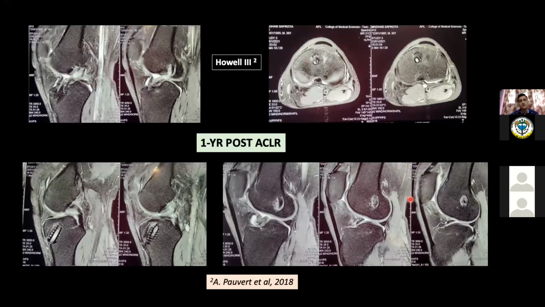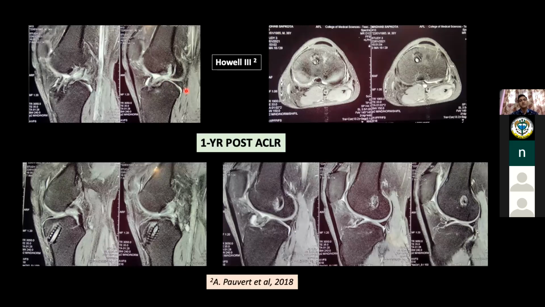This MRI is 1 year after ACL reconstruction. You can see here the status of the ACL. This is the reconstructed ACL, and this is Howell stage 3 of the reconstructed ACL, one of the stages of ligamentization. This hyperintense signal following ACL reconstruction does not mean that it has been torn. It just means that this is one of the stages of ligamentization, the stage of synovial infiltration or granulation tissue inside the reconstructed ACL graft.